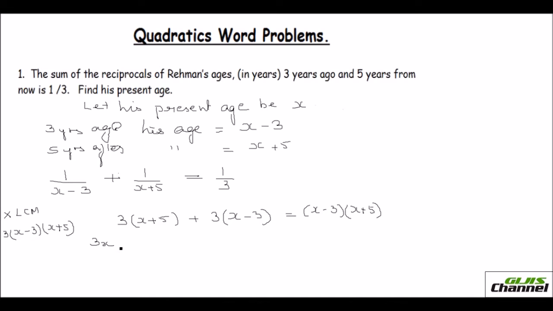Using the distribution property, 3x plus 15 plus 3x minus 9 equals, use foiling here. Just foil. x times x is x squared. x times 5 is plus 5x. Minus 3 times x is minus 3x. And finally minus 3 times 5 is minus 15.